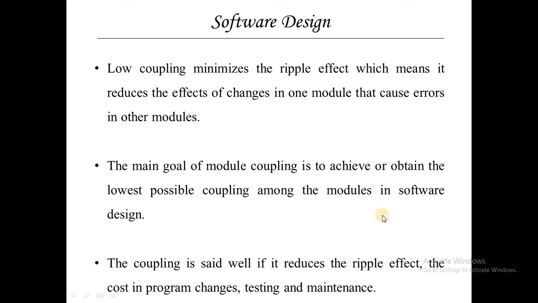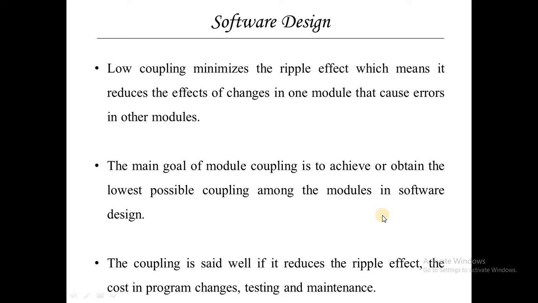Low coupling minimizes the ripple effect, which means it reduces the effects of changes in one module that cause errors in other modules. Ripple effect means if you make any changes in one module, that will cause errors in another module. Obviously low coupling minimizes the ripple effect, because low coupling means fewer dependencies.